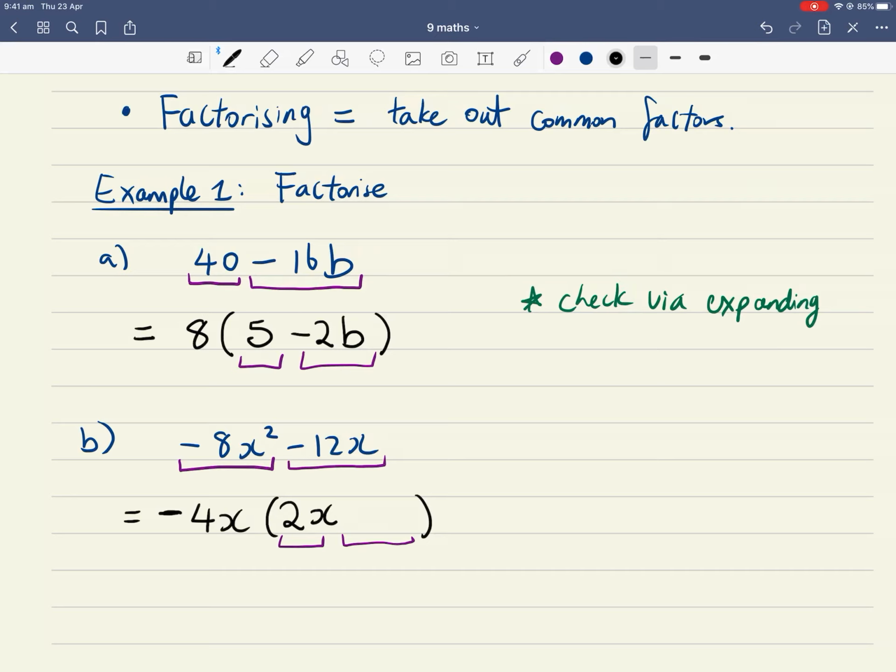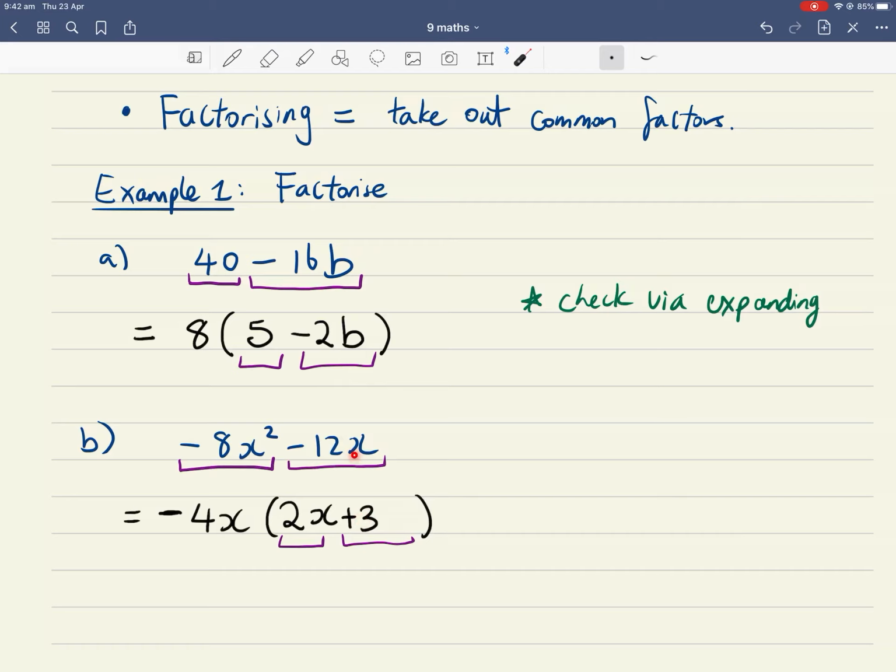Now next, you look at the second term. Negative 4 times what gives me negative 12? 3 lots of negative 4 gives me negative 12. So I have to plus 3. Be careful, it's a plus, because if it's a negative 3, negative 4 times negative 3 would give me a positive 12 when I only have a negative 12 up here. So negative 4 times a positive 3 gives me a negative 12. That's why I write a positive 3 inside the brackets.